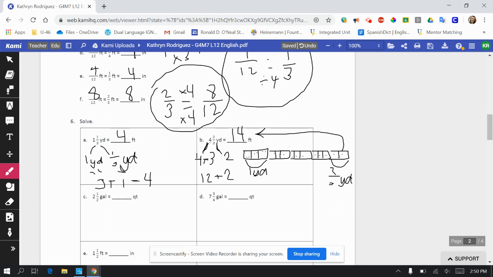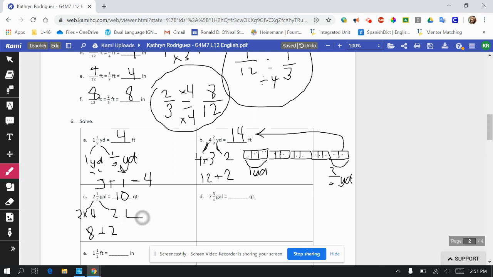All right, 2 and a half gallons to quarts. So 1 gallon equals 4 quarts. So 2 times 4 will give us 8 quarts. And half a gallon, so half of 4 quarts will give me 2 more quarts. So 8 plus 2 equals 10 quarts.